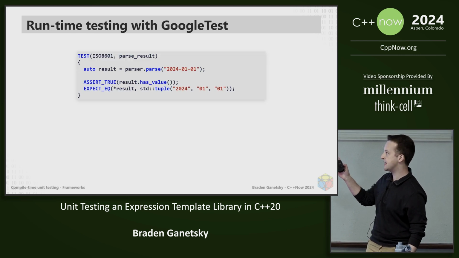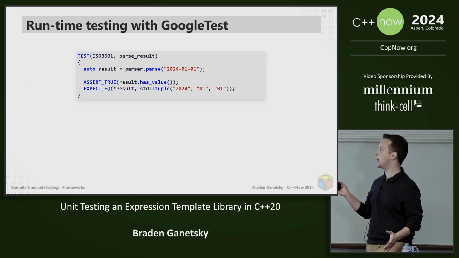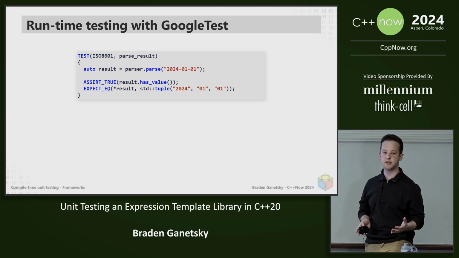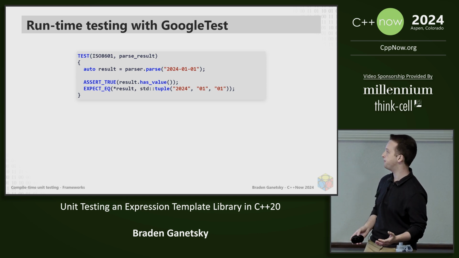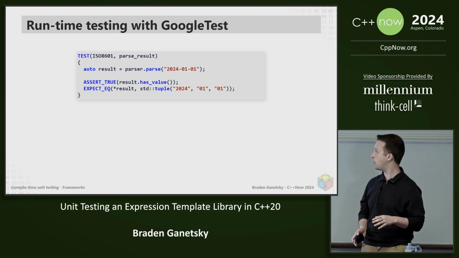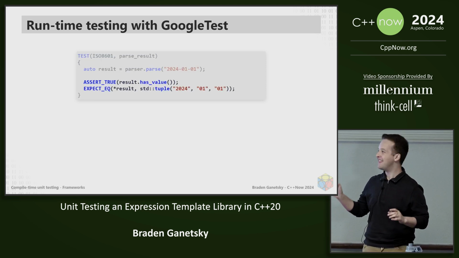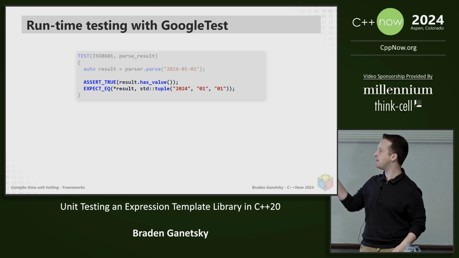This is a basic Google Test. I'm calling it ISO 8601 parse result. And I'm just going to call .parse on my parser for January 1st of this year. So hopefully, if all goes well, then it will pass the assert and the expect here.